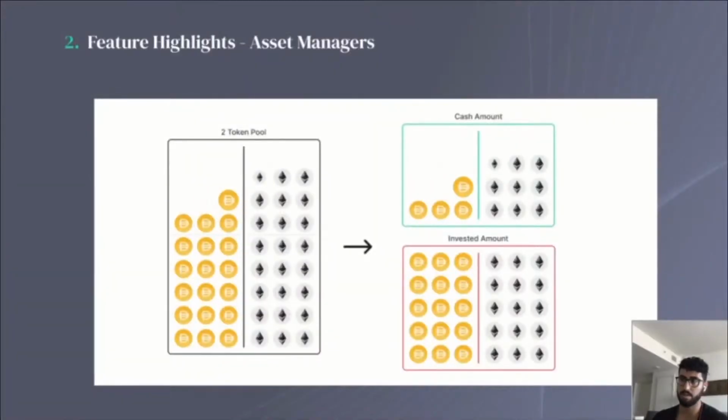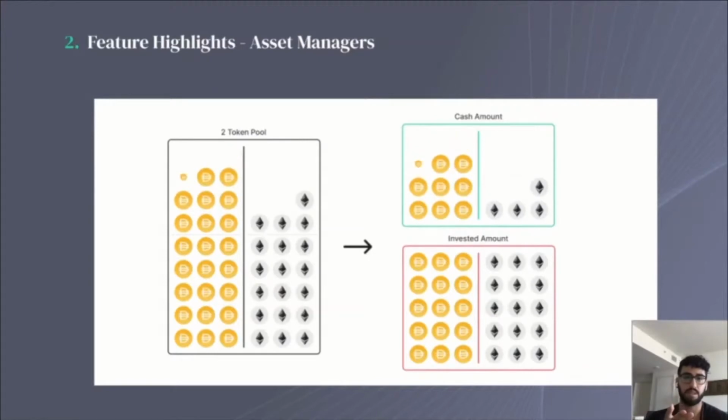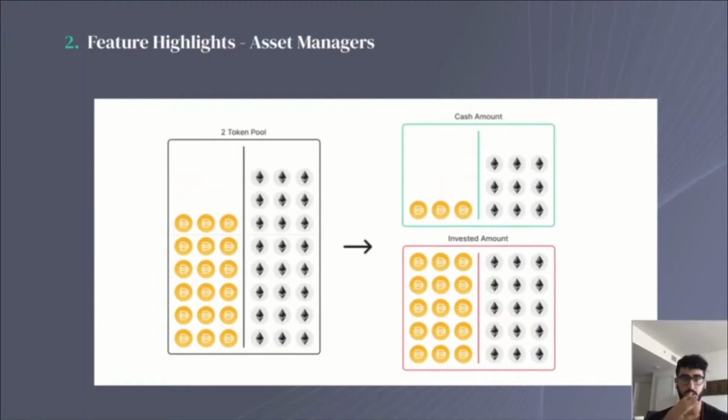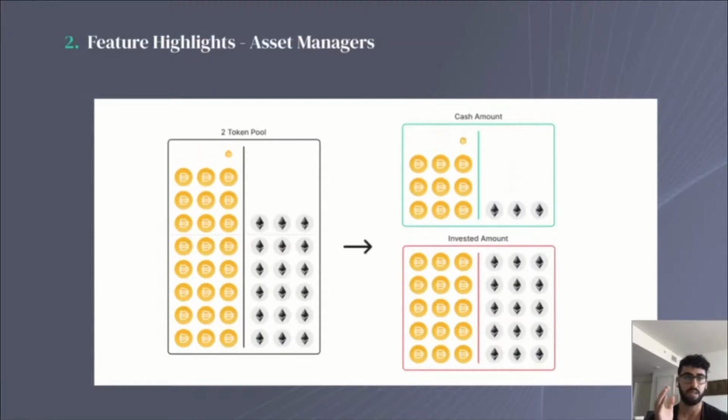This is a larger graphical illustration of this concept of a liquidity pool with an asset manager. My computer's running really slow, so I hope that's not just frozen for you guys. On the left here is a representation of all of the tokens that belong to this liquidity pool. And on the right is a breakdown of two groups of tokens within that pool.